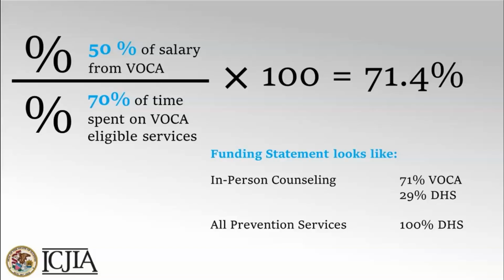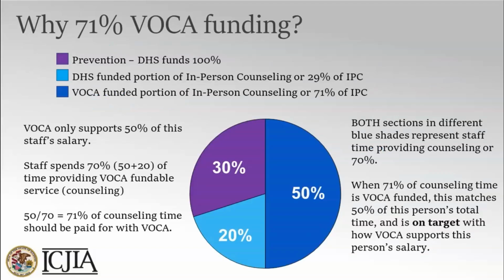So for a little more clarification on why this works, this pie chart represents this person's salary by not only their services, but also by their funding source. And admittedly, this is challenging. This is the first funding for staff training I've ever done online, so I'm learning as I go. This was always done as a classroom training, so it's really hard for me to do this without a dry erase board. So please feel free to ask questions in the chat box as you have them.